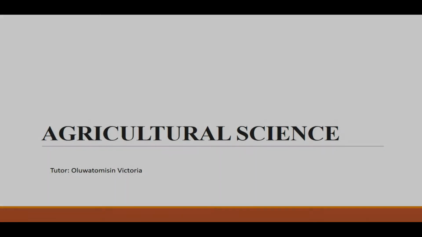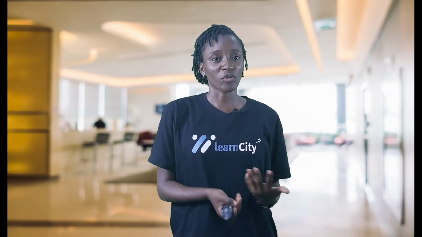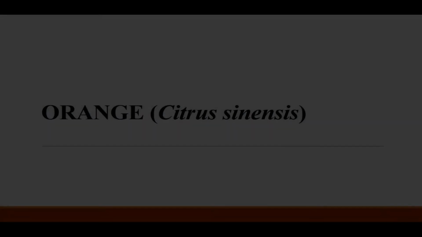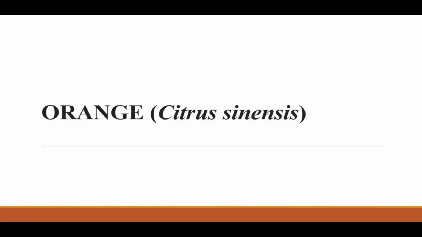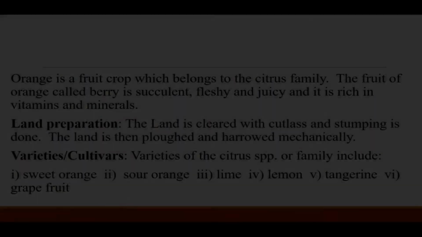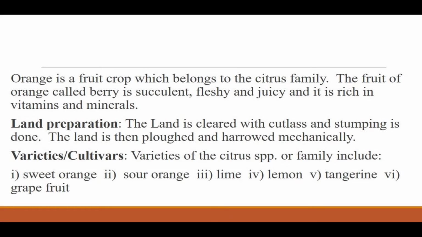Horticultural science class. In our last class, we talked about okra, and in today's class, we'll be talking about orange. Orange, the botanical name, Citrus sinensis. Orange is a fruit crop which belongs to the citrus family. The fruit of orange, called berry, is succulent, fleshy, and juicy, and it is also rich in vitamins and minerals.